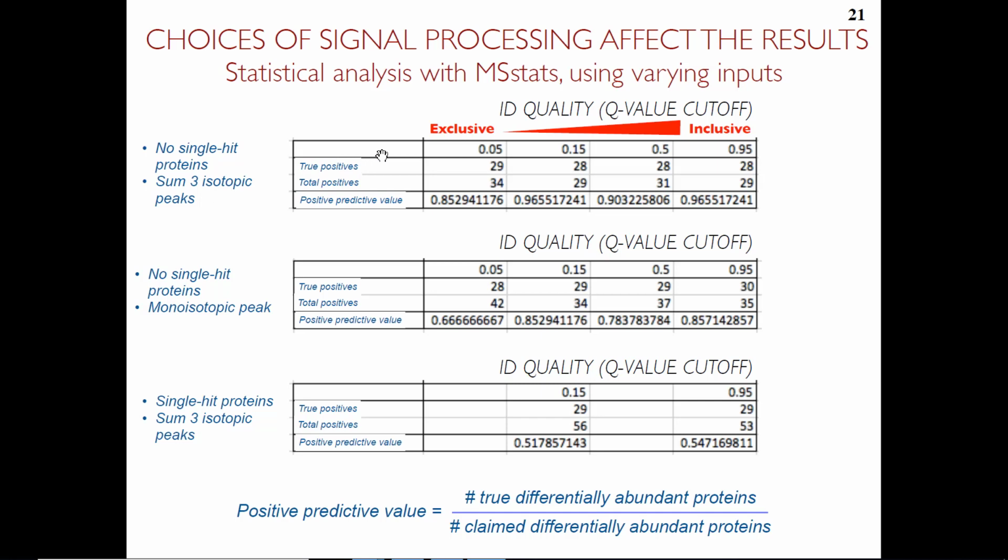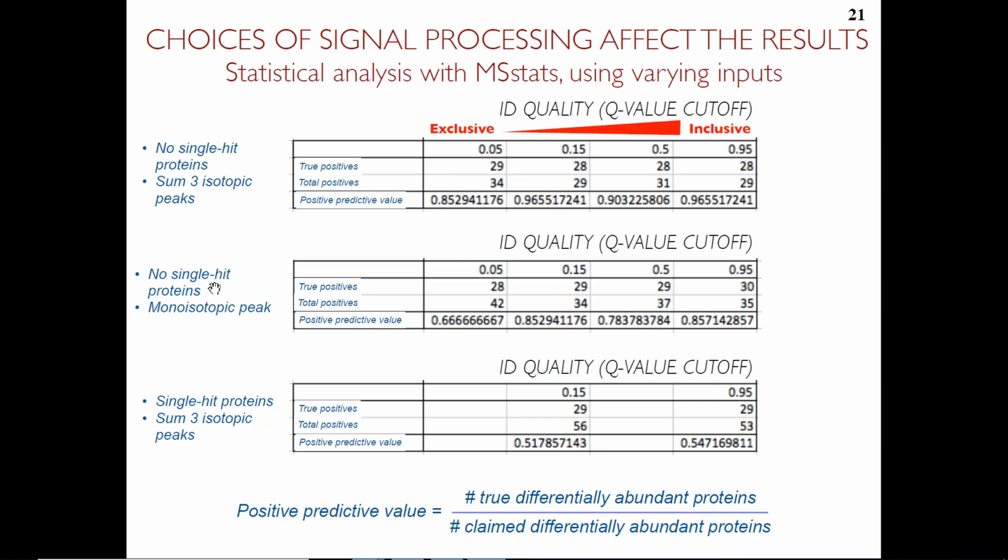And then there are methods which allow us to characterize the quality of identification of these PSMs. Essentially, having a Q-value cutoff of 0.05 means that it's very stringent. You would only allow few of these PSMs in your data set. This other cutoff is very inclusive. You would allow all the IDs. And so we can see how this affects the number of true positives and false positives.